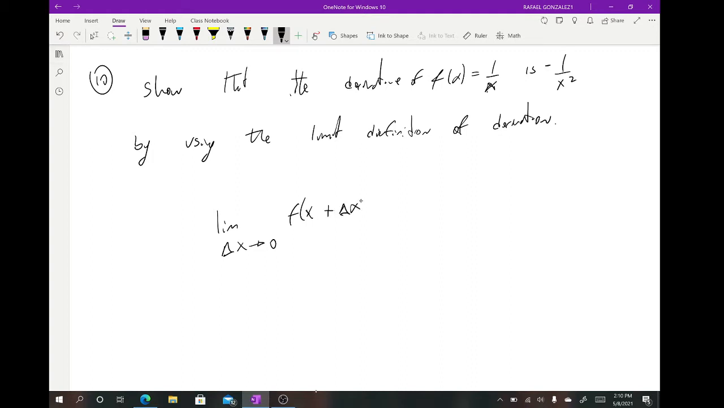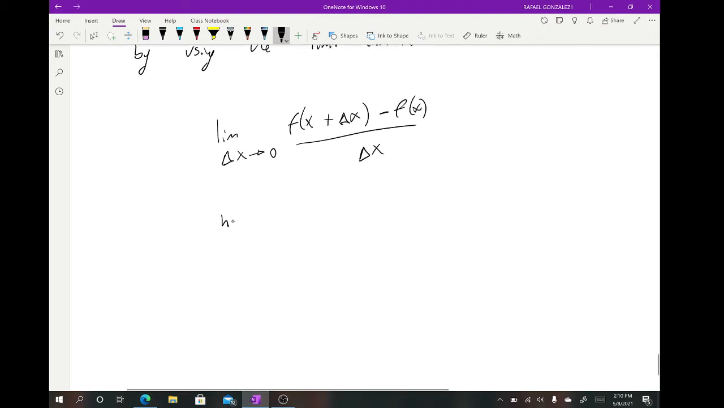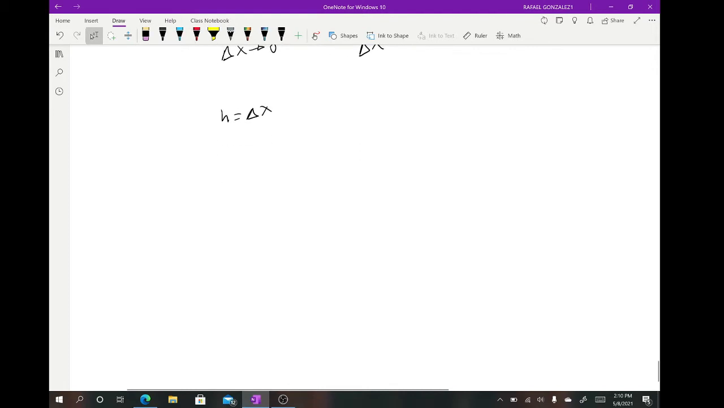f of x plus delta x minus f of x divided by delta x. Now, instead of delta x, I'm just going to use h. That's the way that we defined it way back when. So what we have here is f of x equal to 1 over x, and we want to show that f prime of x is equal to negative 1 over x squared by using this definition.